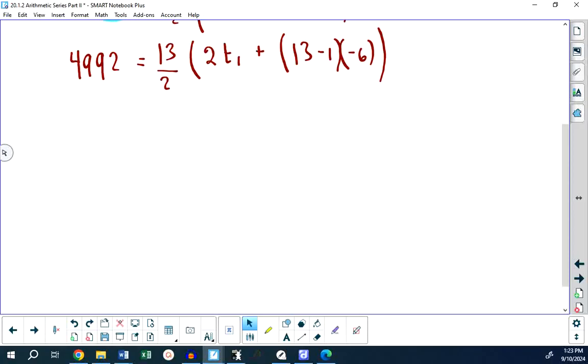So the 13 minus 1 is 12. And I guess I could rewrite the whole thing and have 12 times negative 6, but why don't I multiply 12 by negative 6 right now? Okay. So what's going to be in brackets here will be 2t1 plus a negative, it will be minus 72. So I'm taking 13 minus 1 to give me 12. I'm multiplying 12 by negative 6, and unless I've totally lost my mind, I'm pretty sure that's negative 72. So we're subtracting 72.